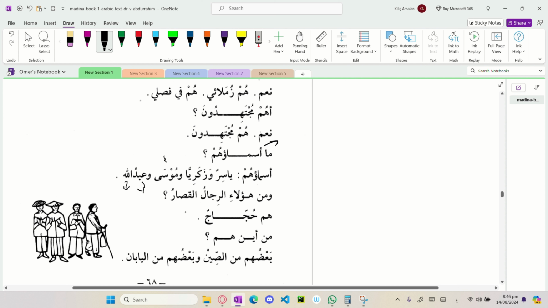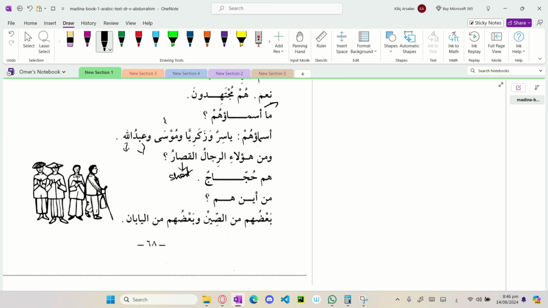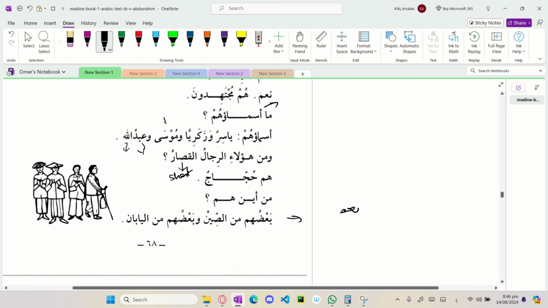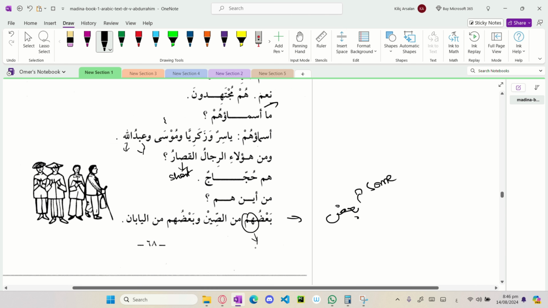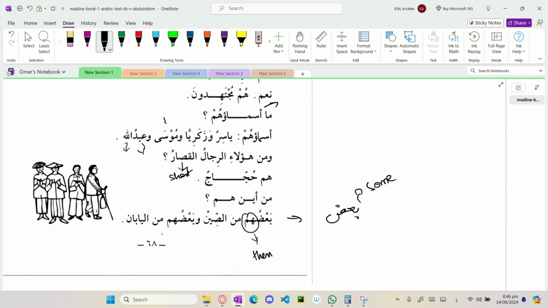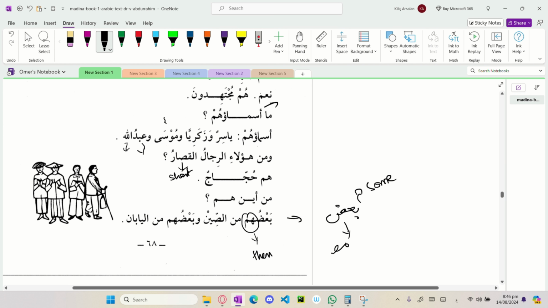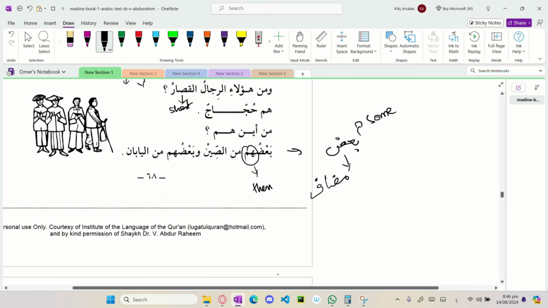وَمَنْ هَؤُلَاءِ الرِّجَالُ الْقِصَارِ, and who are these short men? قصير, from قصير قصار. هم حجاج, those are pilgrims. من أين هم, بعضهم: بعض means some, and the Urdu word has the same meaning. You add the pronoun hum, which means some of them. بعضهم من الصين وبعضهم من اليابان. بعض is a mudaf, so automatically the word after it becomes mudaf ilayh.